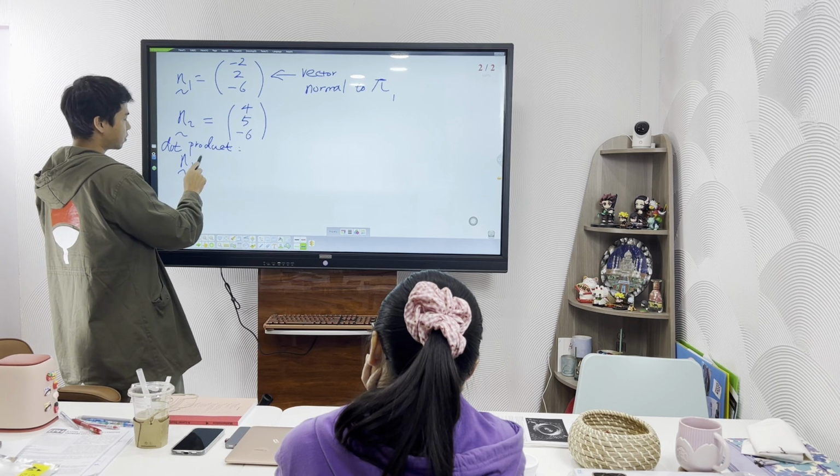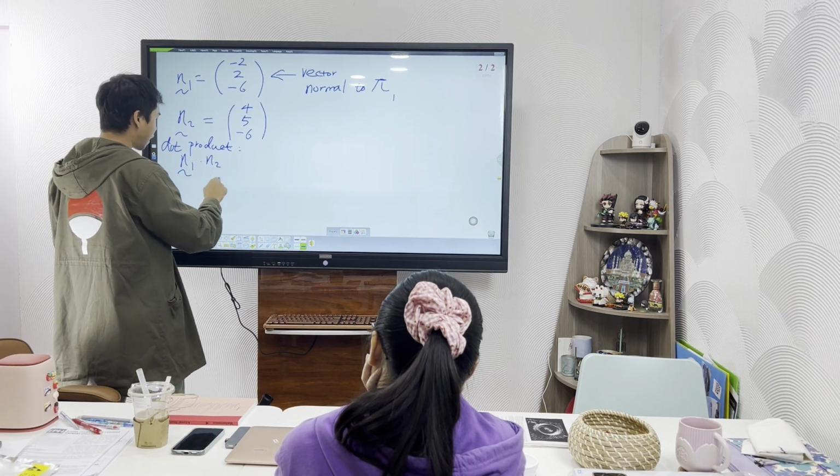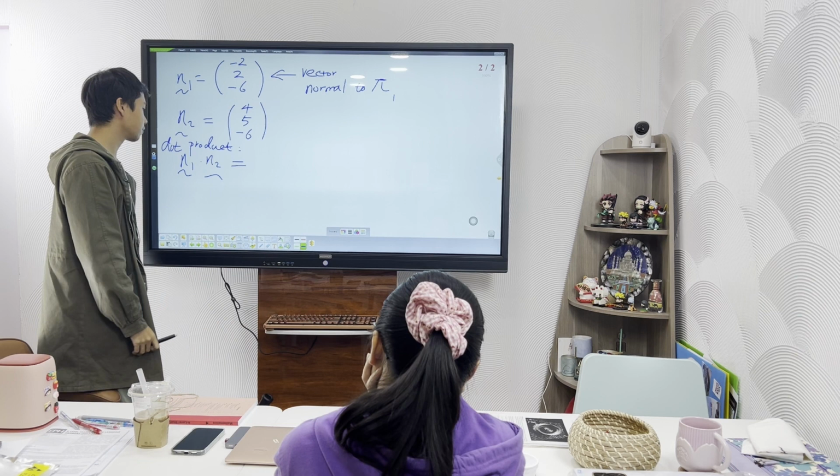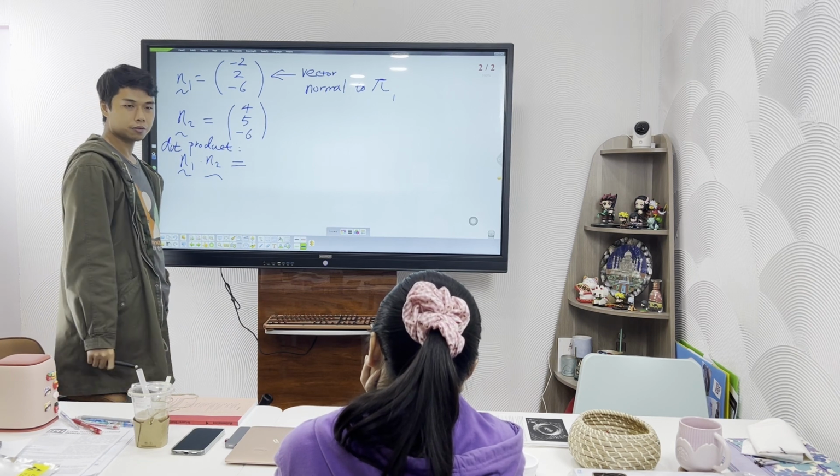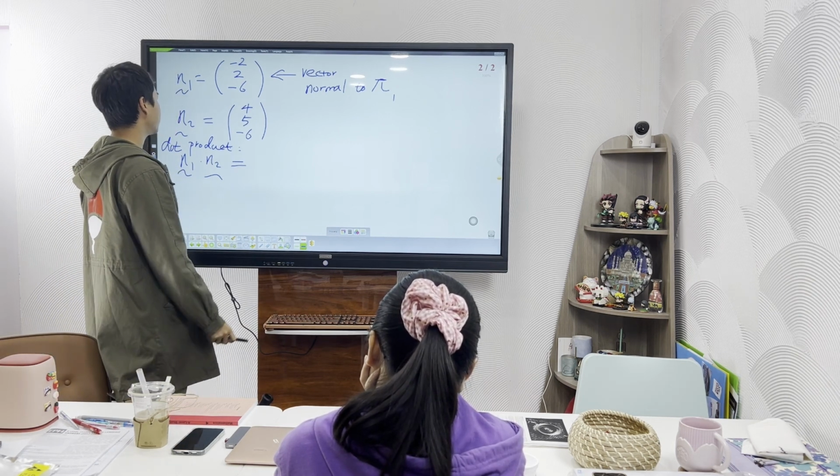I always think I dislike the formula of cross product. I just don't like the formula for cross product. It's too much things to handle.